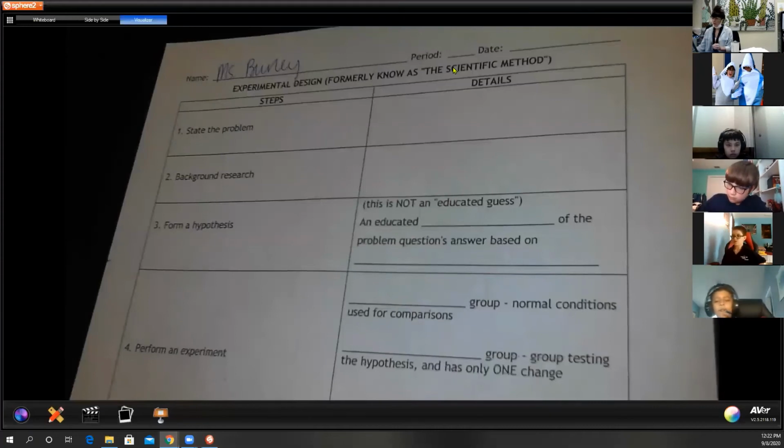So we're just going to go over the scientific method again, right? Our first step is asking a question. Same thing as identifying a problem. So we're going to write our how does format.